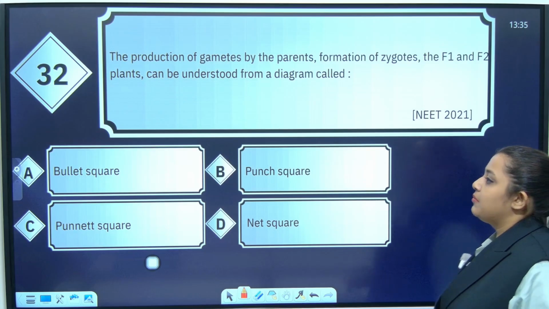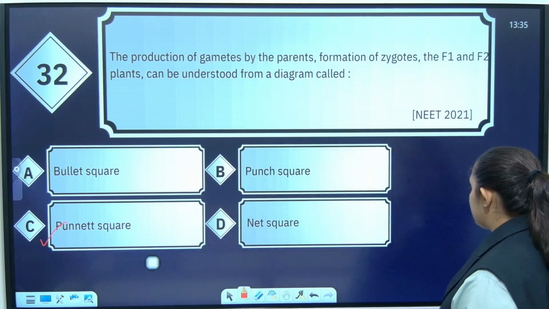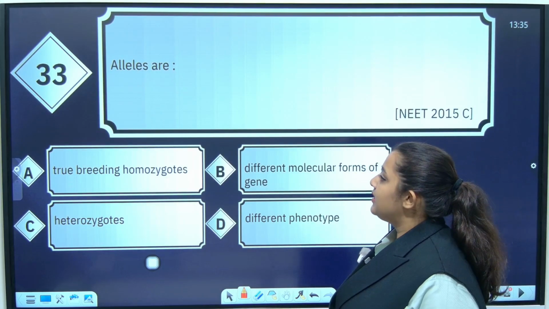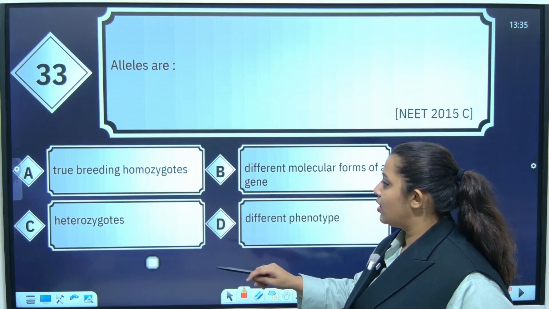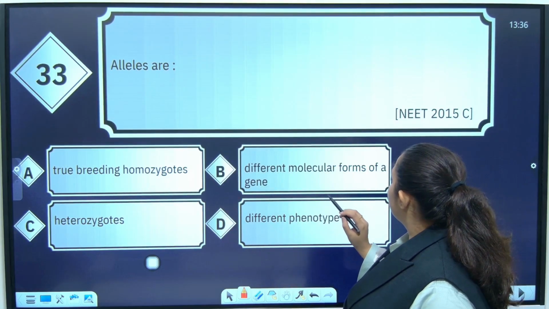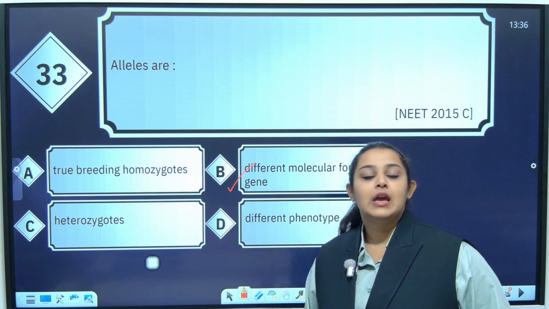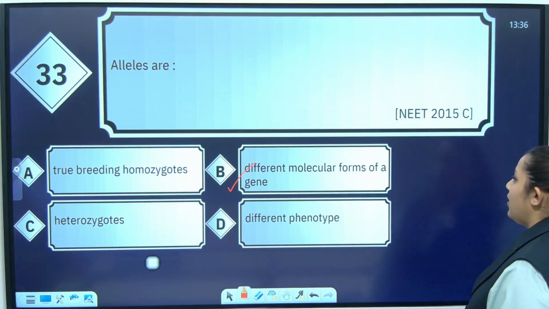Next one, the production of gametes by parents, formation of zygotes, the F1 and F2 plants can be understood from a diagram called a Punnett square. Option C. We've been drawing it today so many times. What are alleles? Alleles are different true breeding homozygotes, heterozygotes, different molecular forms of a gene, different phenotype. Okay, it's option B. They are alternative forms of a gene, if you remember.